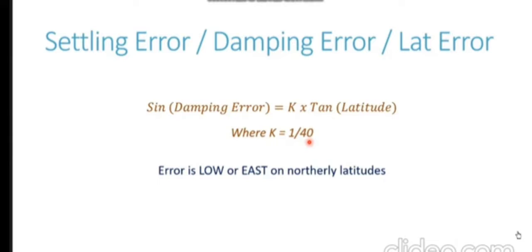Now as we just discussed in the explanation in the previous slides, the compass always settles east of the meridian when you are in a northerly latitude. So that is the reason the error is easterly on northerly latitudes. If you are in the northern hemisphere, the damping error will be east. Now an easterly error is also known as low error. In fact, in case of the gyro, the low and high format is more frequently used to indicate the error of the compass.